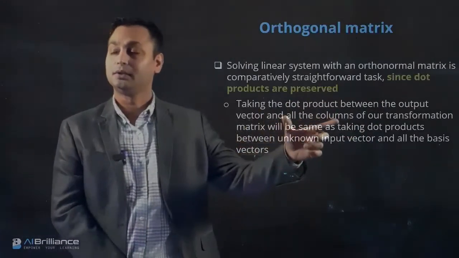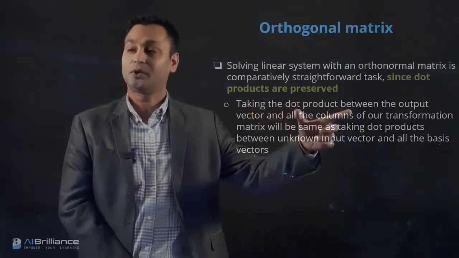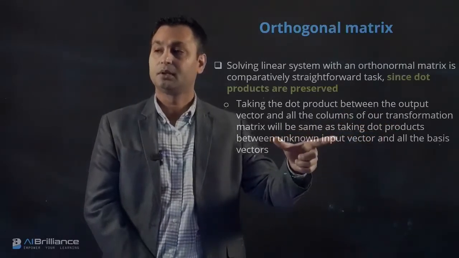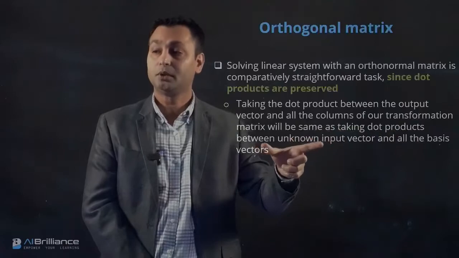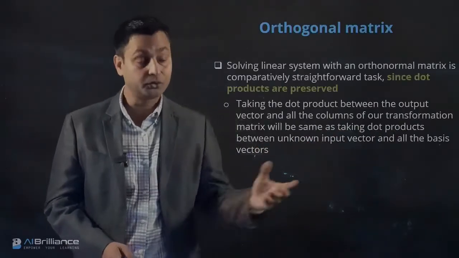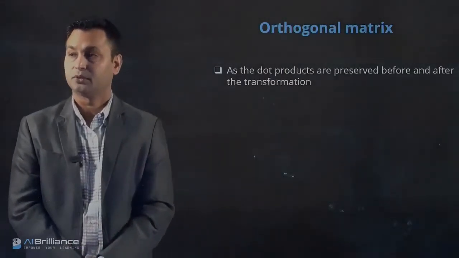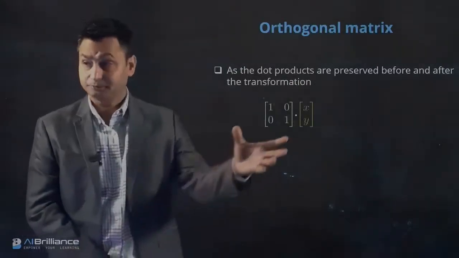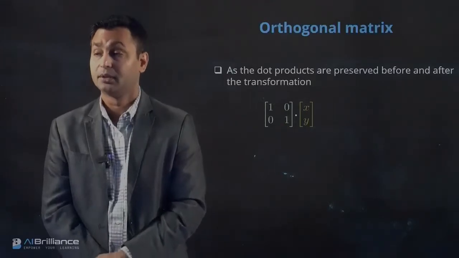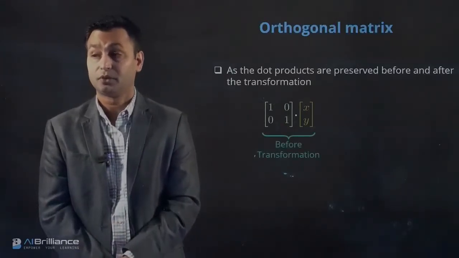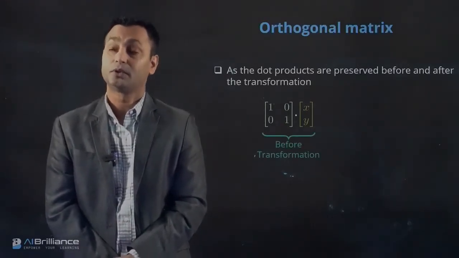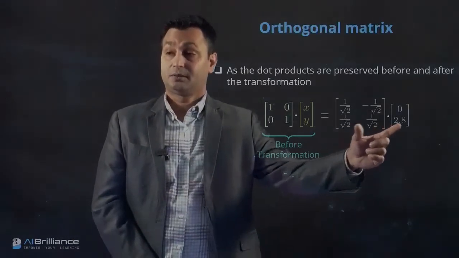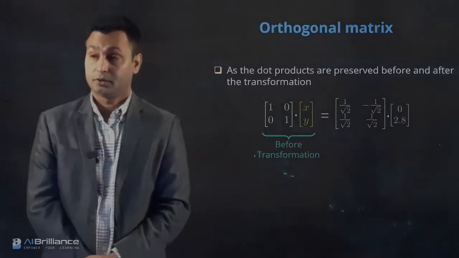So what you do in this case is take the dot product between the output vector and all the columns of the transformation matrix, which will be the same as the dot product between the input vector and all the basis vectors. You can use this idea to solve for this, as the dot products are preserved before and after the transformation. So before transformation these will be unit vectors, and that will be equal to the transformed vectors after transformation.